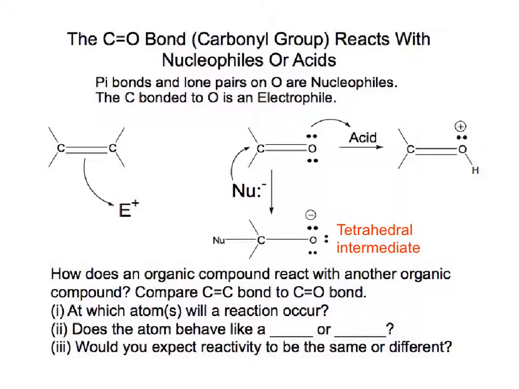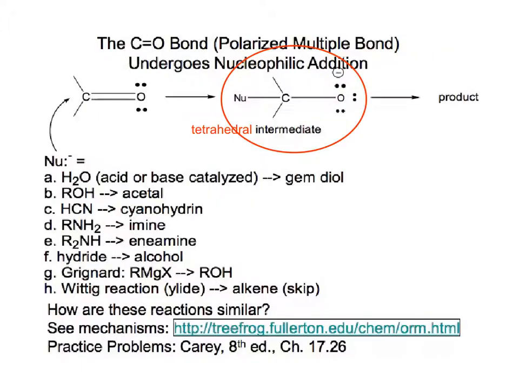So here are the two addition reactions. This is an electrophilic addition reaction because the electrophile adds to the pi bond. And in this reaction, we have a nucleophilic addition reaction because the nucleophile reacts with the carbonyl carbon. In the nucleophilic addition reaction, note that a tetrahedral intermediate forms. A nucleophile reacts at the carbonyl carbon in an aldehyde or ketone to form a tetrahedral intermediate.